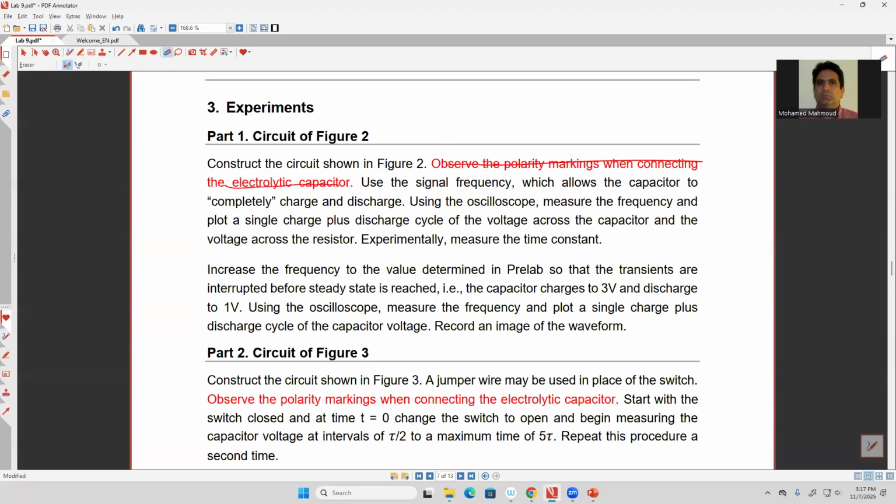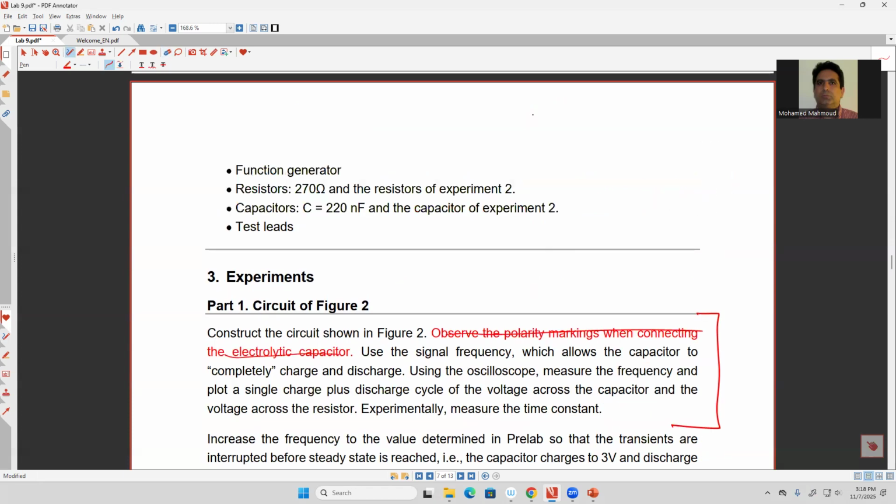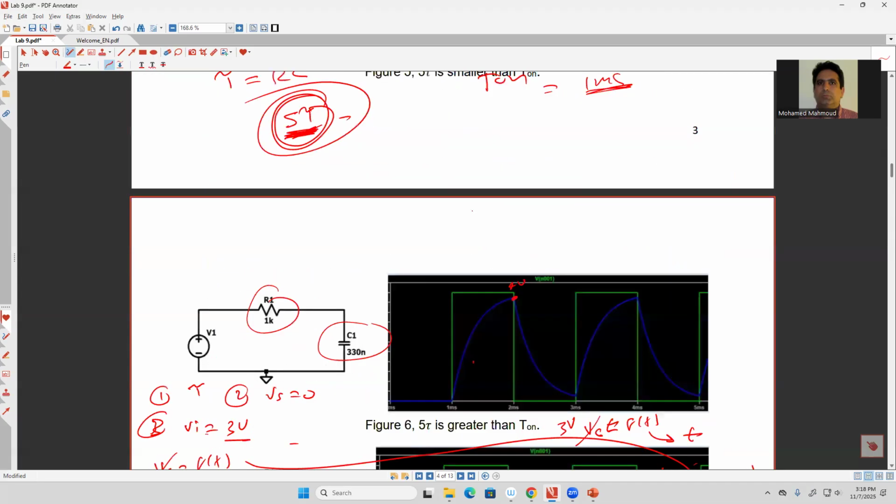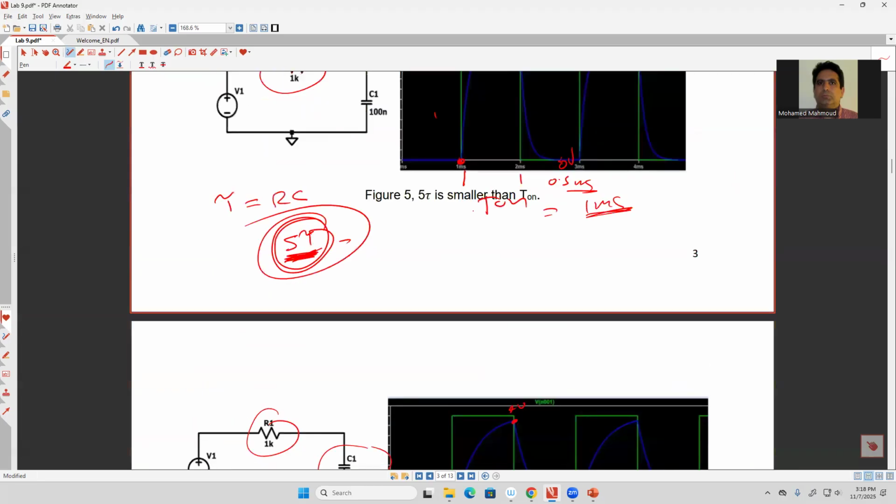So here what I'm saying, you need to change the frequency until you see it is 1 volt and 3 volt. Okay, and then also you have to measure the time constant here. There are two parts here. In one part, you have to make sure the figure will be similar to the first figure you have here, which you should have enough time. So the figure will be similar to this one here.